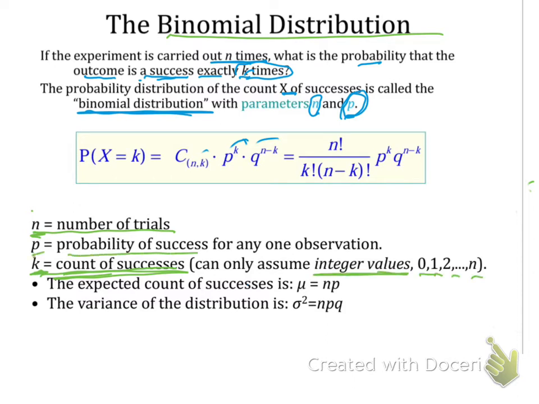P is the probability of the success. So P, probability of the success. Q is the probability of the non-success. So okay, if he survives, here he will die. He will not survive. Okay.